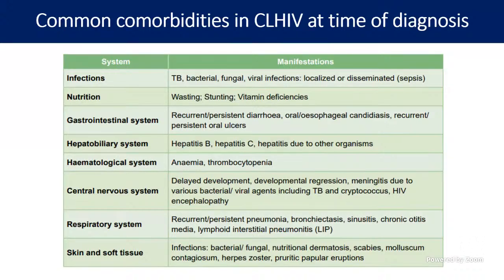Because of the drugs, they may have hepatotoxicity, they may have infection per se because of hepatitis B, C, or A, and other organisms also. The child, when we see, sometimes will have anemia and thrombocytopenia. This can be because of the drugs also, or because of the HIV disease also.